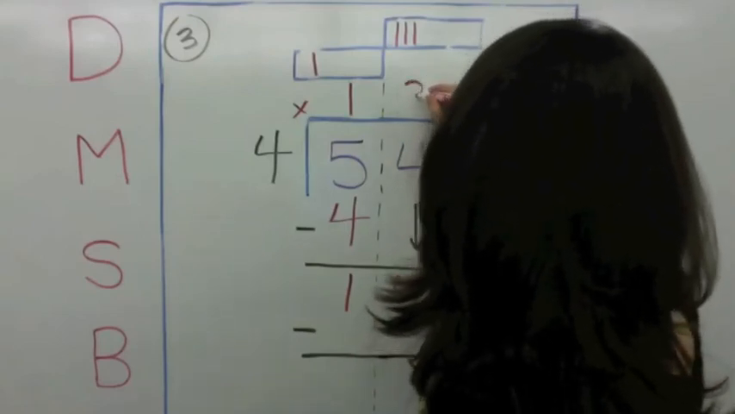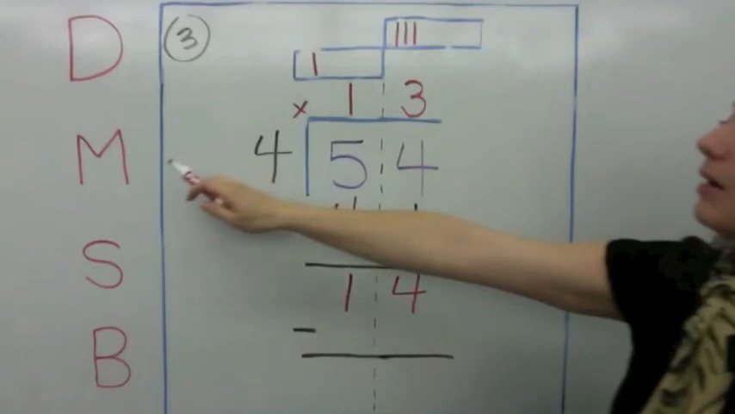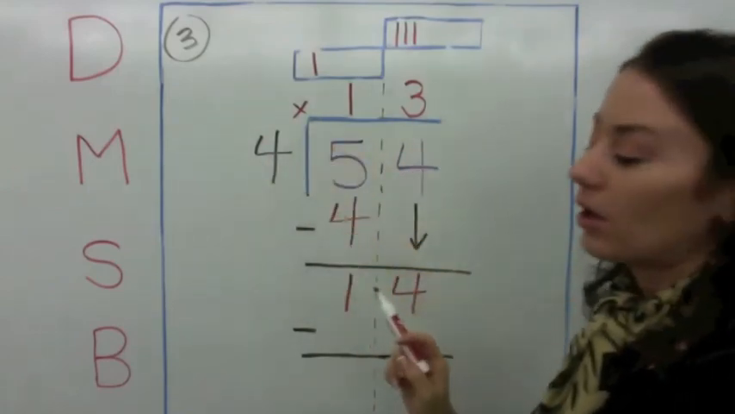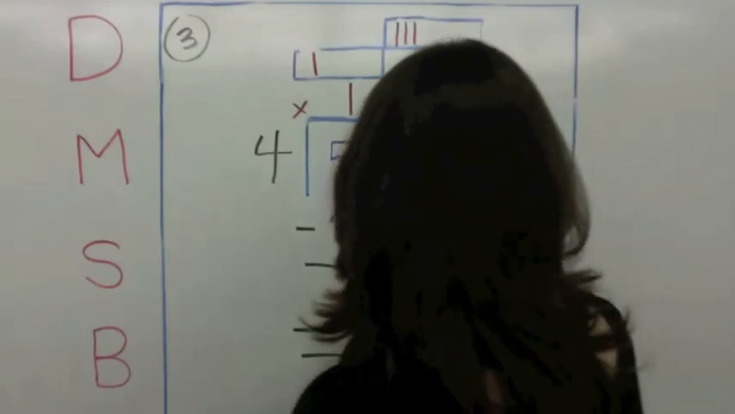So if you skip count 3 times, you put your 3 right here, and now you multiply, right? 3 times 4 is, what's 3 times 4, guys? 3 times 4 is 12. Very good.